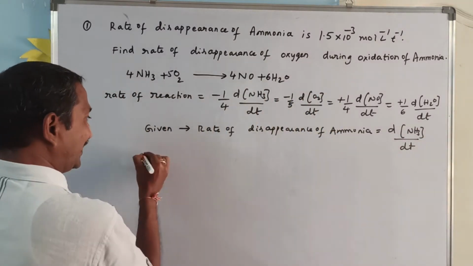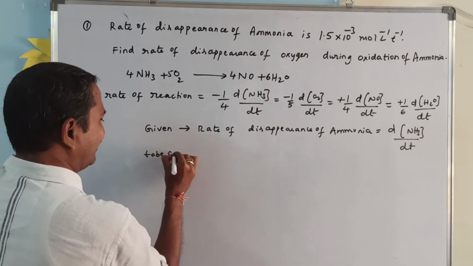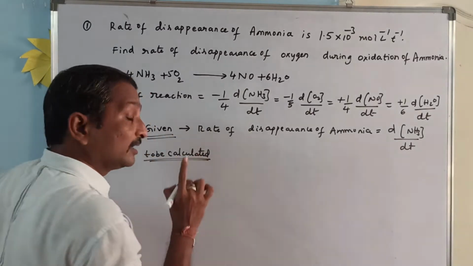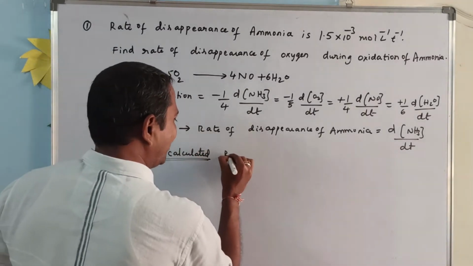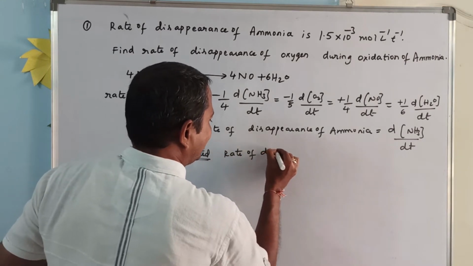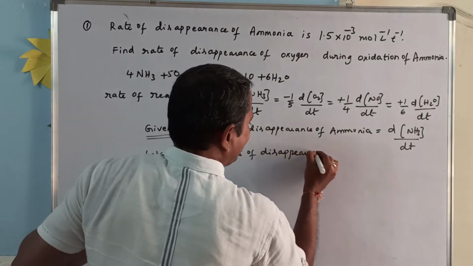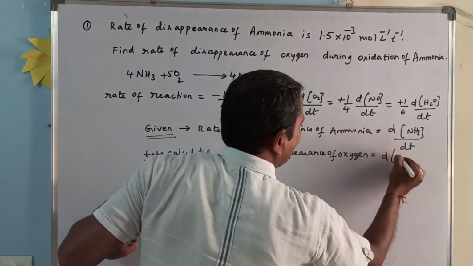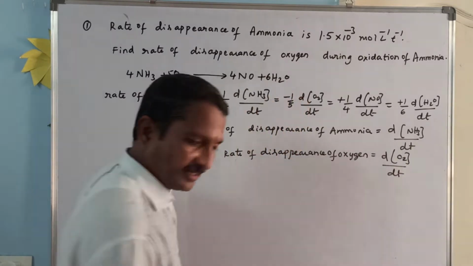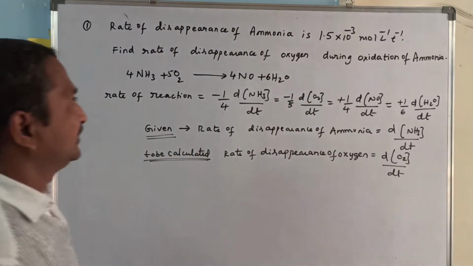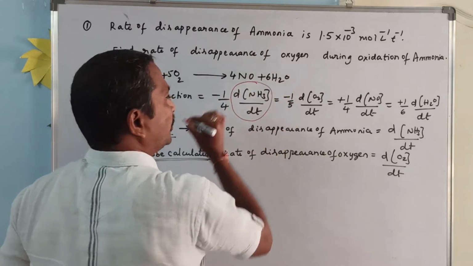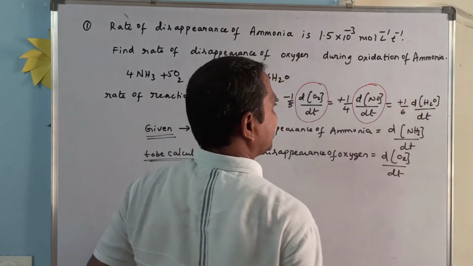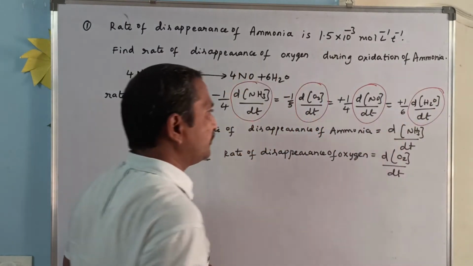What is to be calculated? Very important. This is the way of calculation. The rate of disappearance of oxygen, which is nothing but d of O2 by dt. Clear all of you? This is the rate of disappearance of ammonia. This is the rate of disappearance of oxygen. This is the rate of appearance of NO. This is the rate of appearance of water.